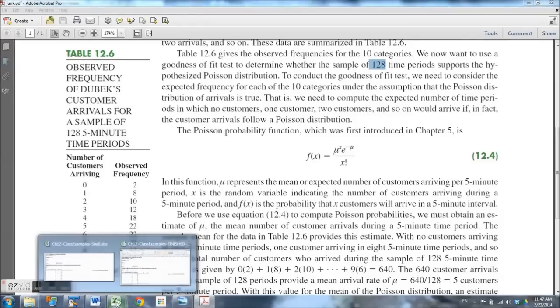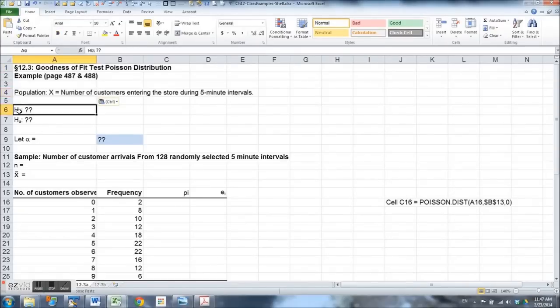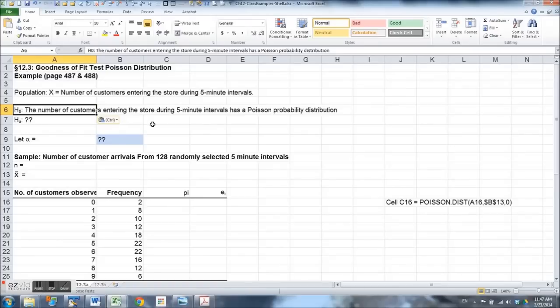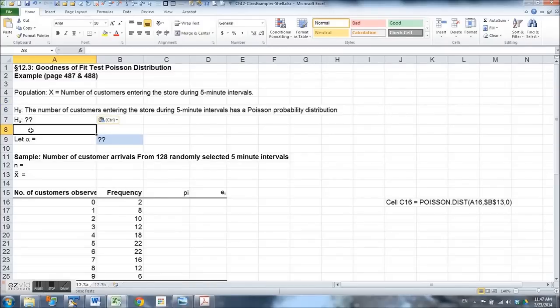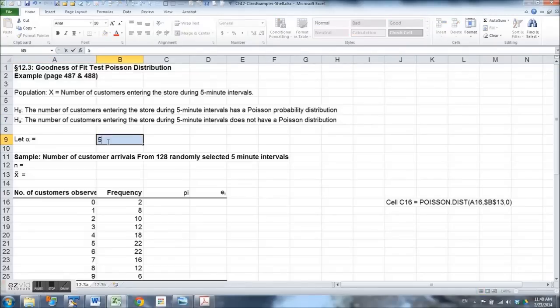So we start with this table. First, the population: the number of customers entering the store during a 5-minute interval. The null hypothesis is that the number of customers entering the store during a 5-minute interval has a Poisson probability distribution. And the alternative is that it does not have a Poisson probability distribution. Okay, we'll use an alpha value of 5%.